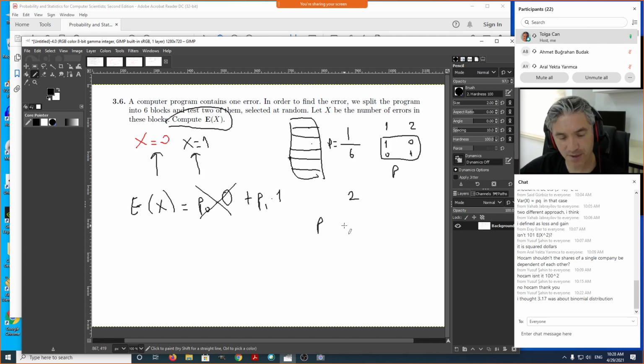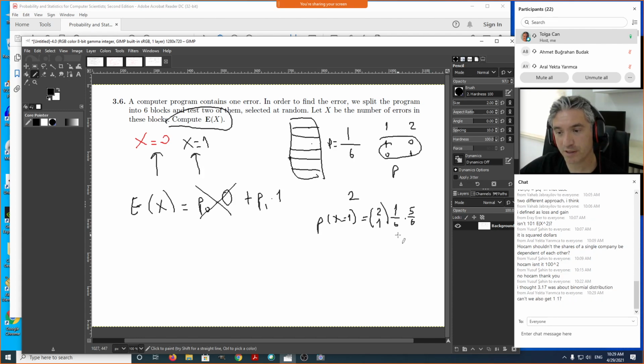So if you remember the binomial, the probability that x is equal to 1 in 2 tries is 2 choose 1. So there are 2 possible cases this can happen. And 1 over 6 times 5 over 6. Okay, the probability to get no error in that code is 5 over 6. This is 1 over 6.